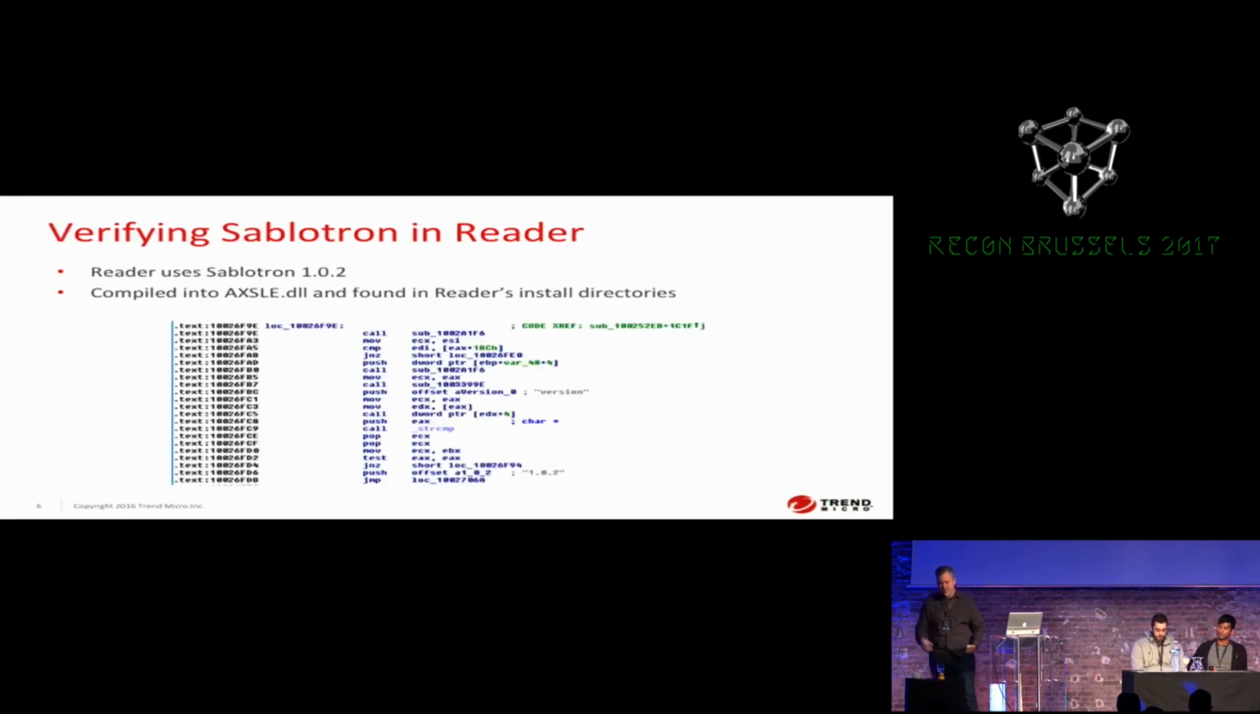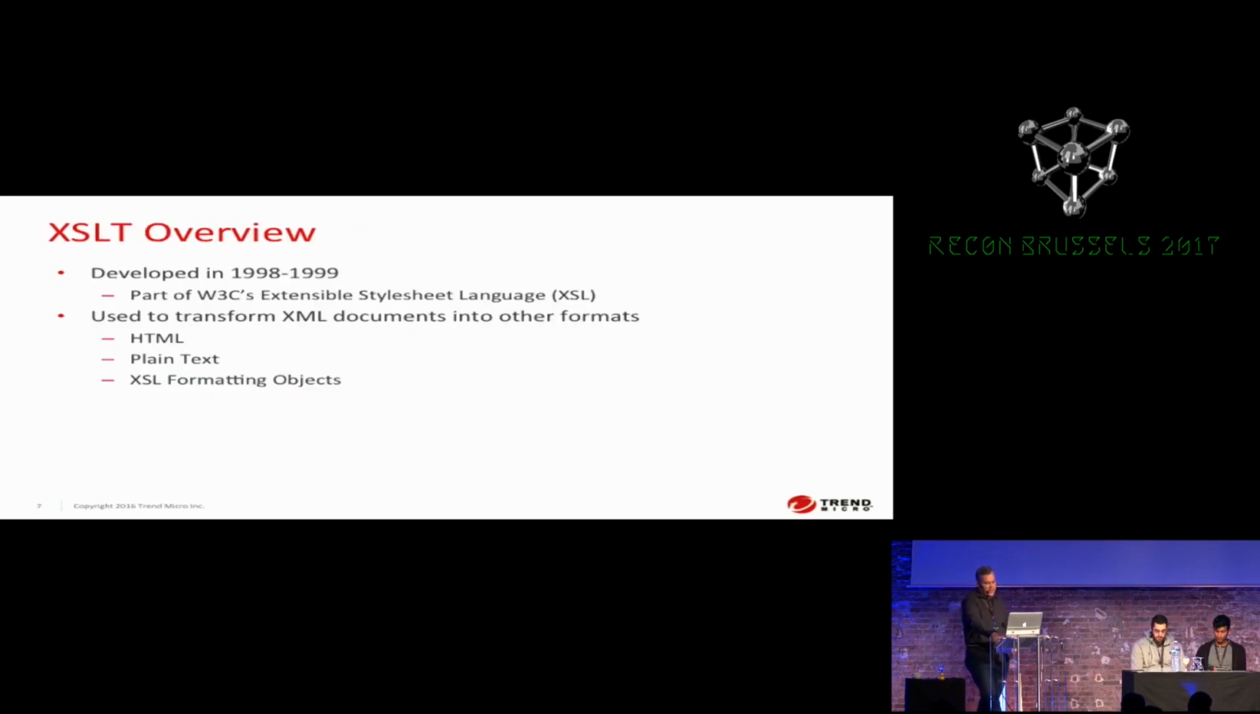Now, if you don't believe us that Sablotron is actually being used in Reader, you can look at the licensing information in the product. It shows that they are integrating that project, and it actually exists in XSLT.dll. We pulled the version information from the code, and you can see it on the screen here. It's actually using version 1.0.2 of Sablotron, and this is proof that it is integrated into that DLL.